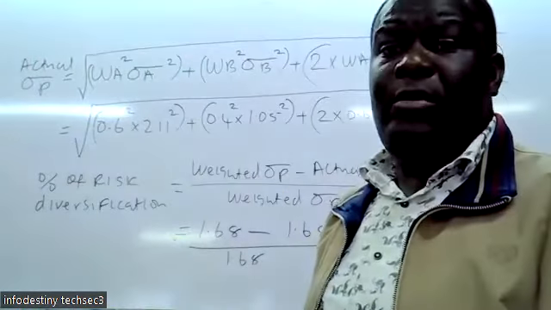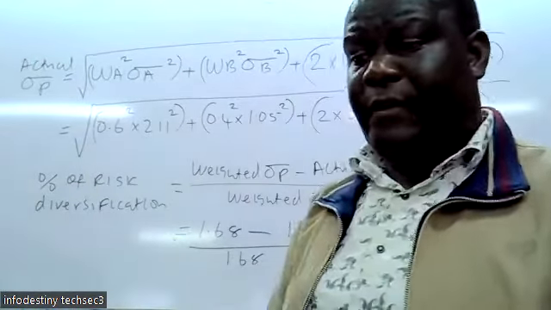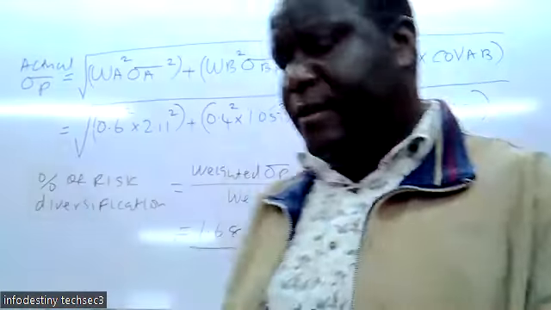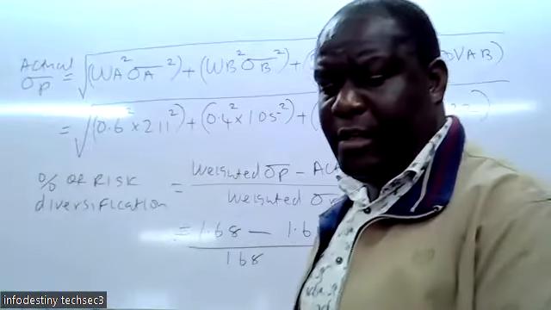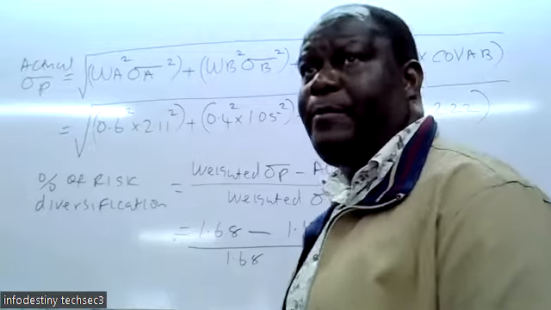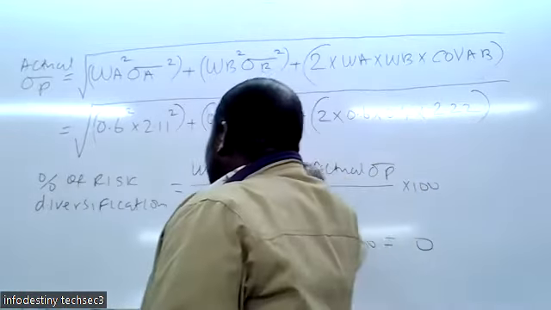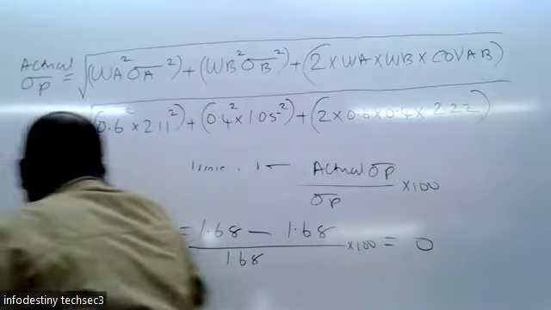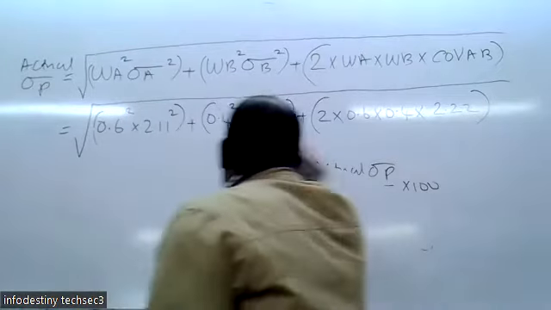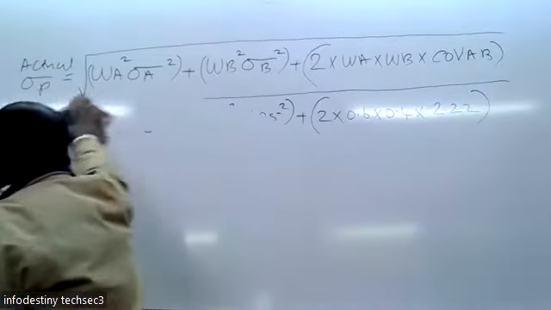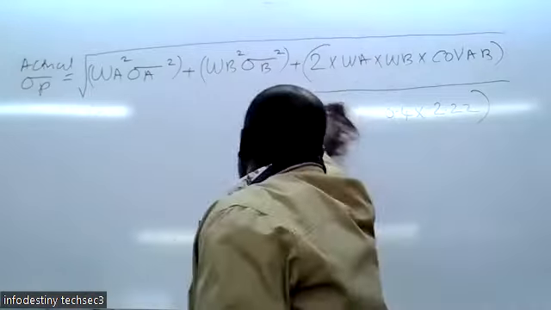It is now the Roman letter 4 of that question. In Roman letter 4, they want you to calculate the expected return of the portfolio.